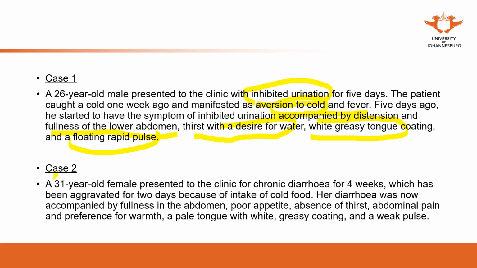There's another patient, a 31-year-old female, with chronic diarrhea for 4 weeks. It became worse for 2 days because of cold food. Fullness of the abdomen, poor appetite, little thirst, abdominal pain, preferring warmth. Pale tongue with white, greasy coating and weak pulse.